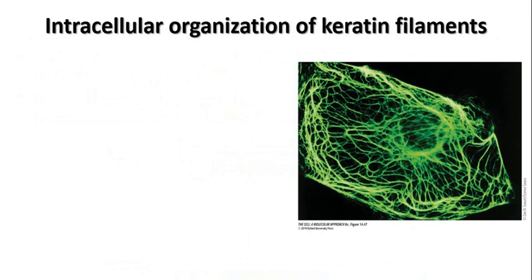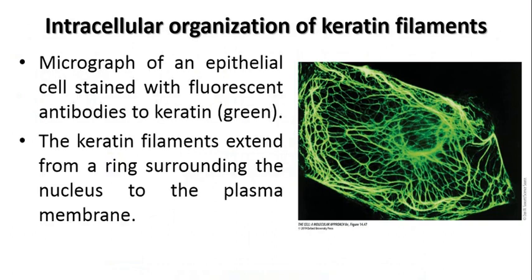When you talk about the intracellular organization of keratin filaments, we have a GFP micrograph of epithelial cells stained with fluorescent antibodies to keratin, which looks brilliant green. The keratin filaments extend from a ring surrounding the nucleus to the plasma membrane.